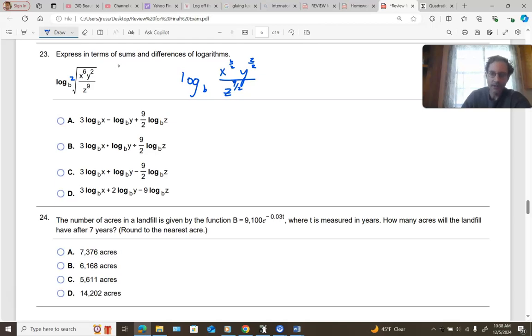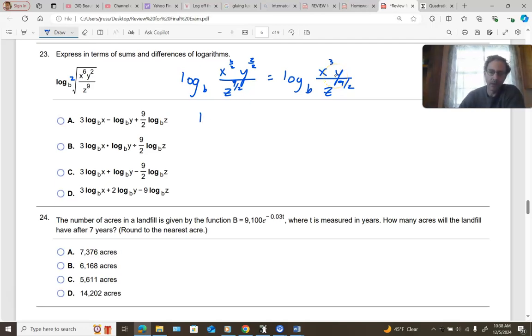Well, then you could simplify these. 6/2 is the same as 3, so this would become log base b of x cubed. And then 2 over 2 is 1, so just y to the first. And then 9/2 is just going to stay 9/2. Okay? And then what you would do, guys, is you would split this apart using the quotient rule.